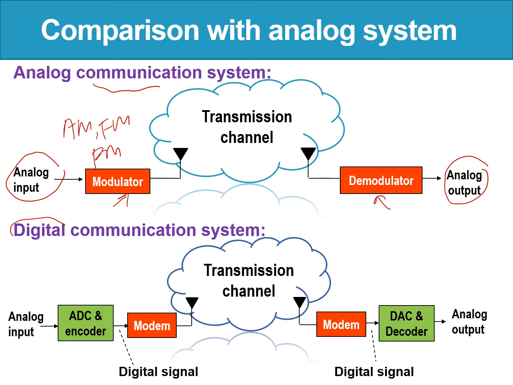Meanwhile, for the digital communication system, we have additional blocks in the diagram. We have ADC and encoder, modem, and then DAC and decoder to the analog output. For the ADC, I will explain later, along with the rest of the digital communication system.